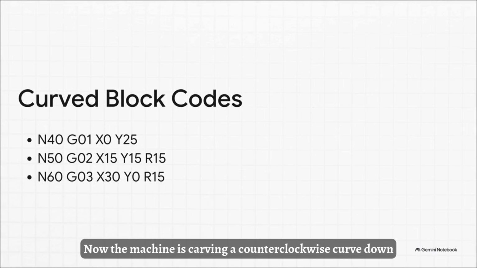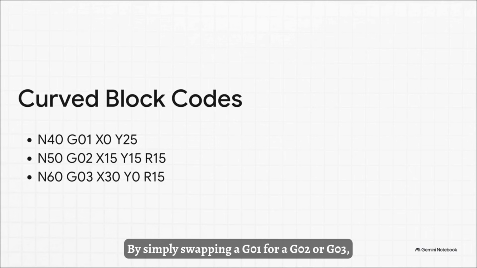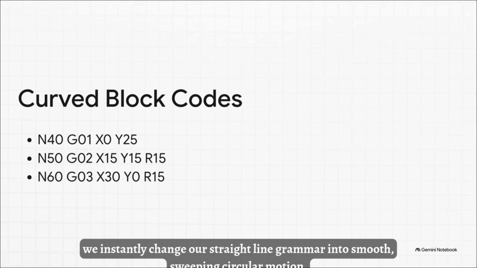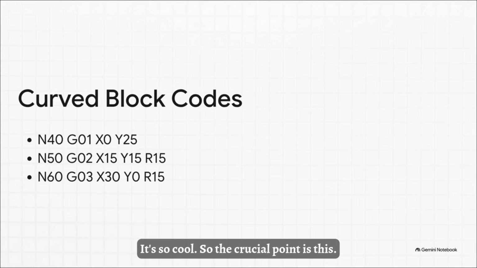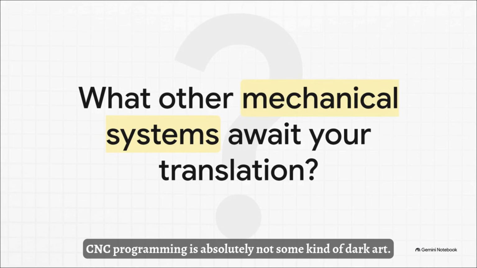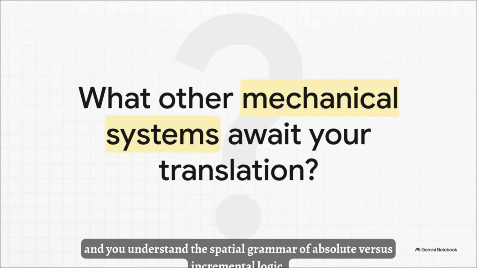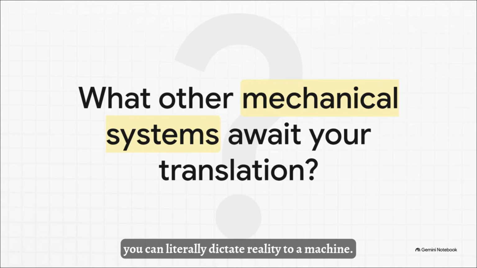Now the machine is carving a counterclockwise curve down into the valley of the part. By simply swapping a G01 for a G02 or G03, we instantly change our straight line grammar into smooth, sweeping circular motion. It's so cool. So the crucial point is this. CNC programming is absolutely not some kind of dark art. It is a highly logical, highly structured language. Once you know the alphabet, the G and M codes, and you understand the spatial grammar of absolute versus incremental logic, you can literally dictate reality to a machine.